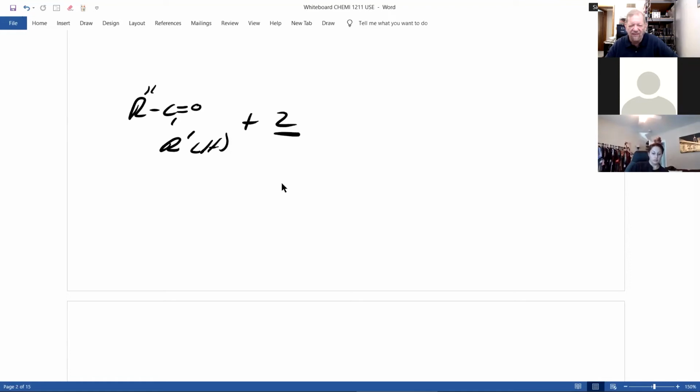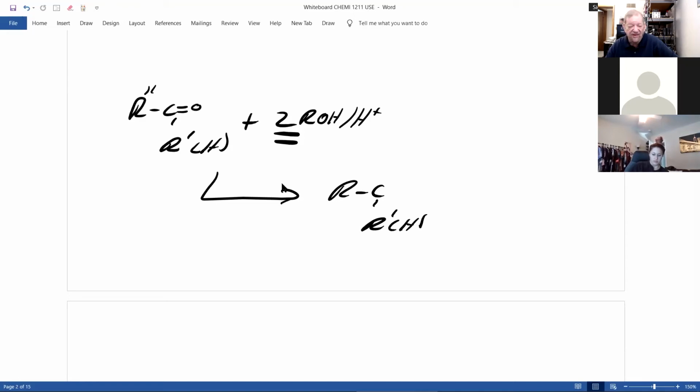And now 2 molecules or moles of alcohol. And what happens is what's attached to the carbonyl carbon is still attached to it. And then you're going to have not 1, but 2 oxygens. And this is why you need the 2 here. Each oxygen will have the R group from the alcohol.